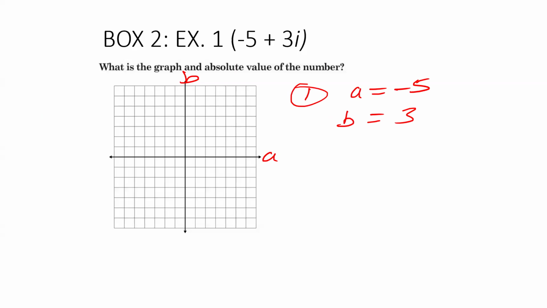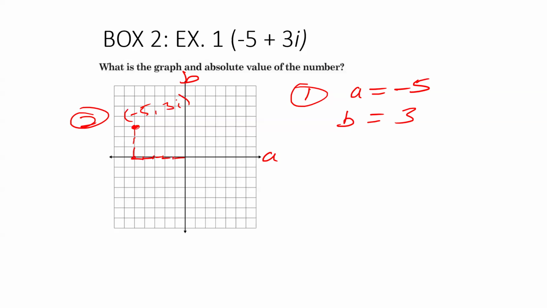Okay, step 2 is to graph. You're going to go a, and a is negative, so I'm going to go to the left. 1, 2, 3, 4, 5. And then I'm going to go up 3 because my b is positive. And boom, here's the point. This is where -5 plus 3i is. Ta-da! You can plot complex numbers. Was that terrible?